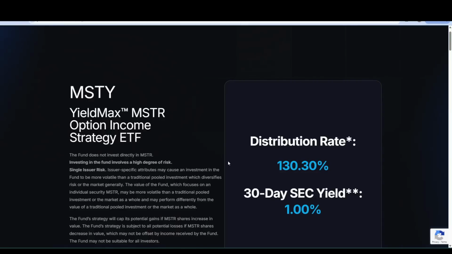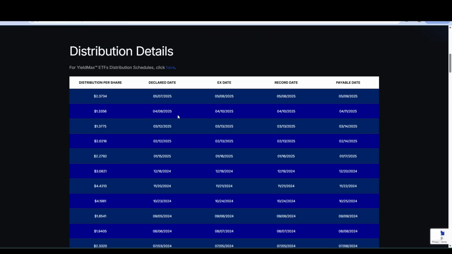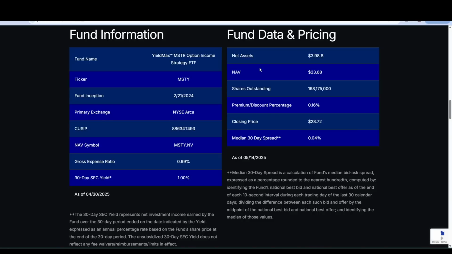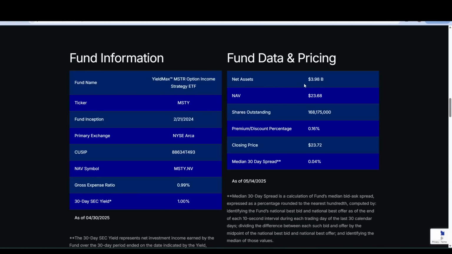So here on the distribution rate, we're seeing about 130%. We know that their last distribution paid out was $2.37, and MSTY pays out every 4 weeks. They have net assets of about $3.98 billion, so it's a very large piggy bank. Their NAV is 23.68. And the one thing to point out here is the expense ratio. They have a 0.99% expense ratio, so that is one of the things we're going to look at to compare against MST, along with the net assets being at 3.9 billion.